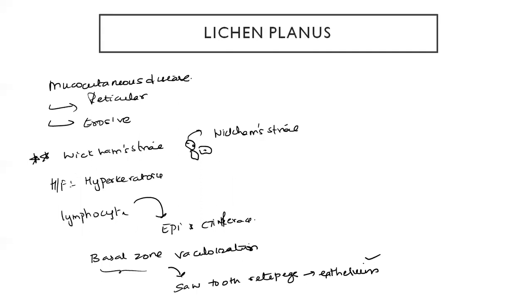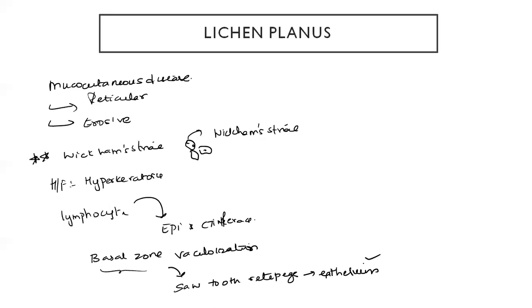Now coming to lichen planus, I have already discussed it in my other video. I'll leave it in the description. You can check it out. But the important thing to remember from this class is Wickham's striae, a very characteristic feature of lichen planus, where you can see red lesions covered by white striations. Reticular is the most common type and erosive is the second most common type.